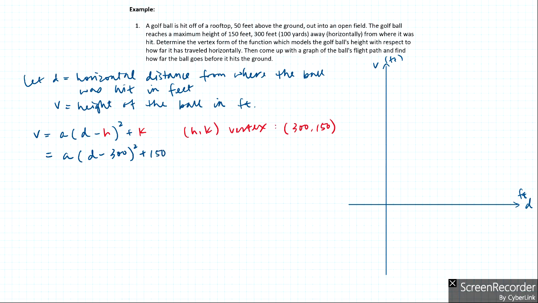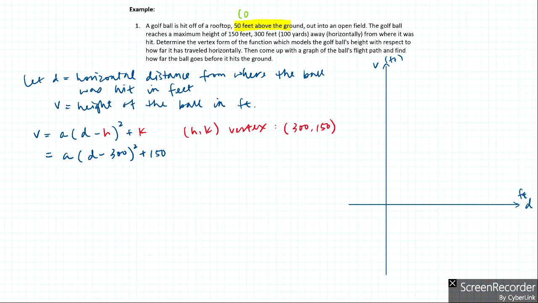And just like I almost made a mistake, really be careful with which one represents a horizontal distance and which one represents a vertical distance, and that's going to determine our x and y coordinates, in this case d and v coordinates. And once we have this form, we want to go ahead and find out what the value of a is equal to. And that comes down to the other point we were given, that when it was first hit off, it is 50 feet above the ground. When that information is given, that tells me when it was first hit, there's no horizontal movement at all in terms of distance. So the horizontal distance was at 0 feet away from where it was hit.